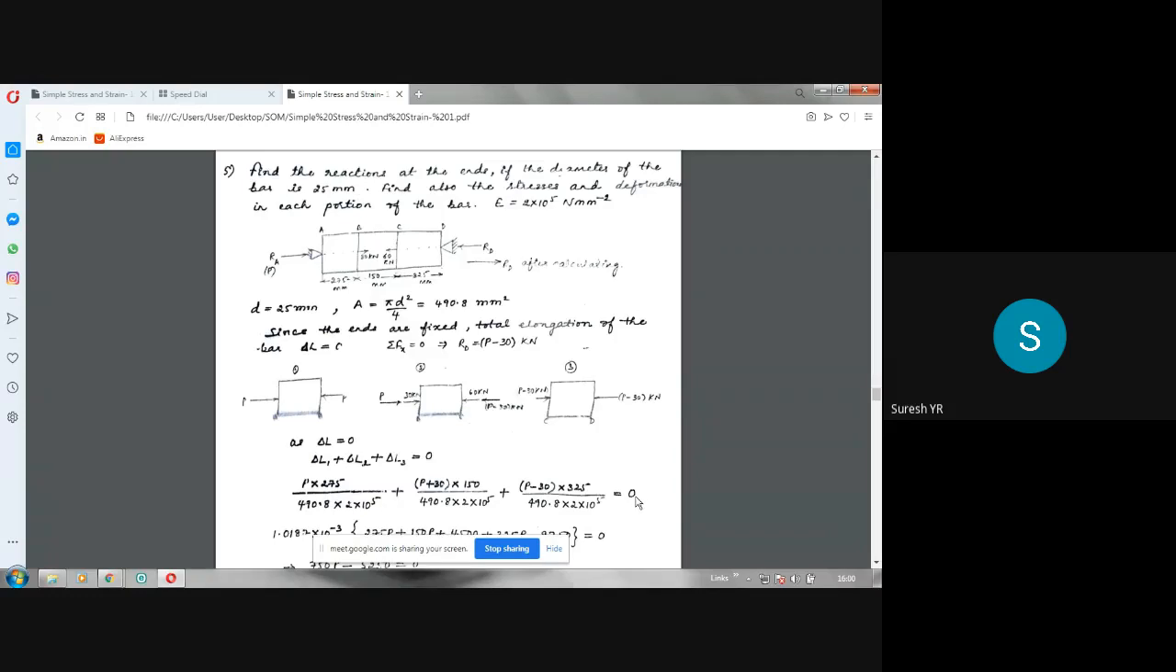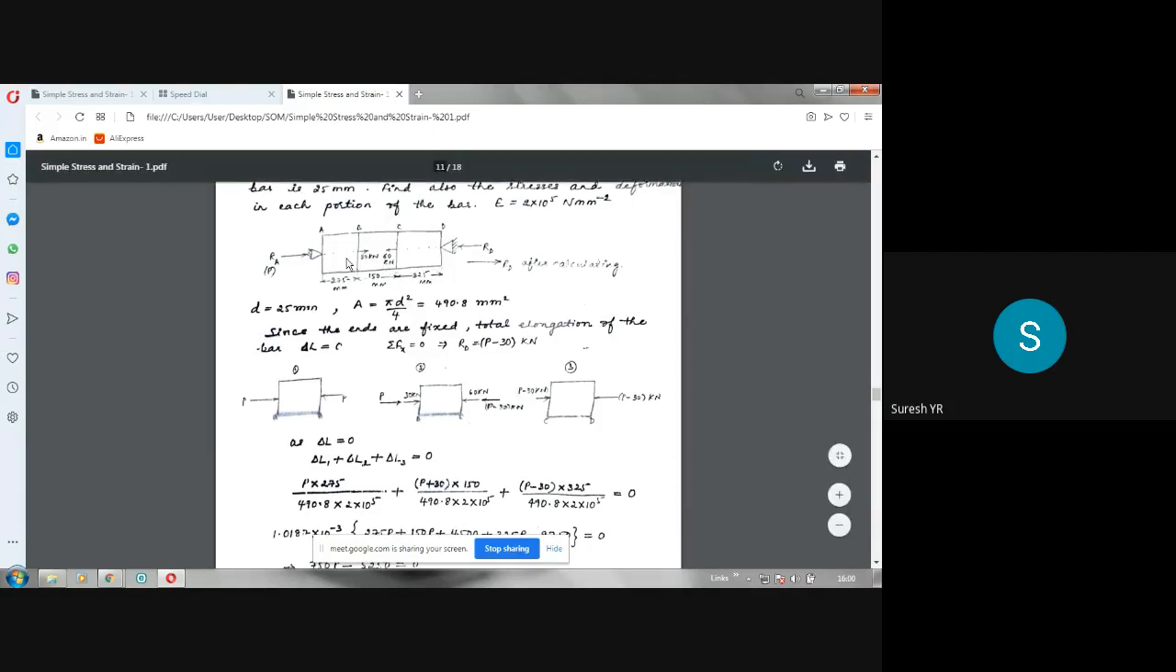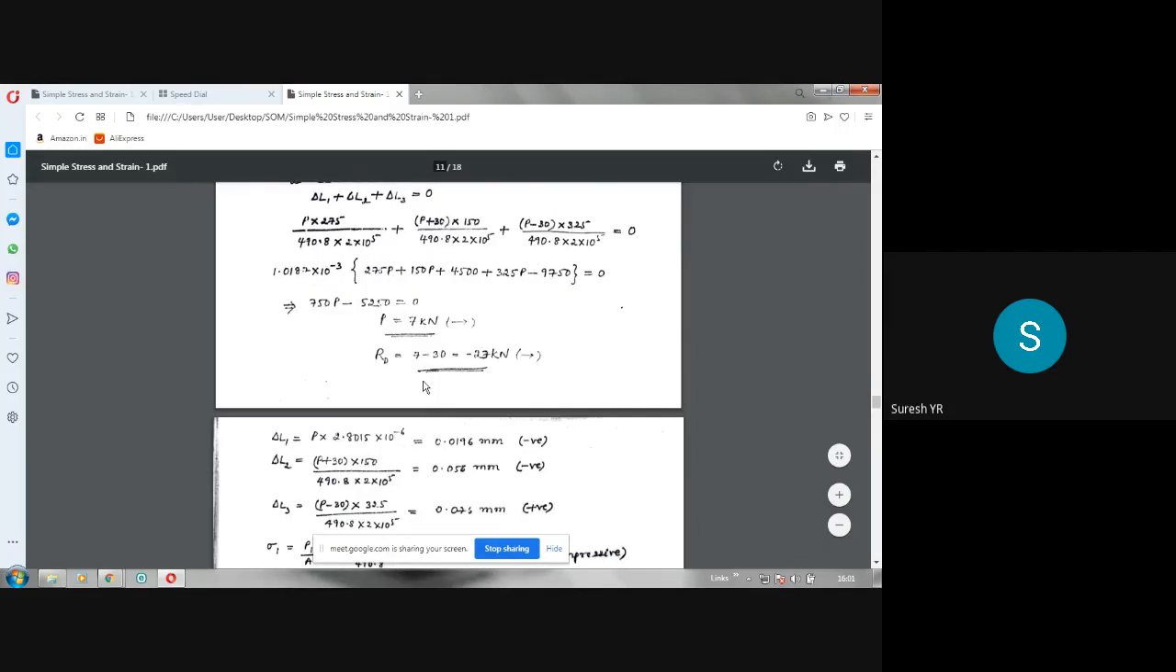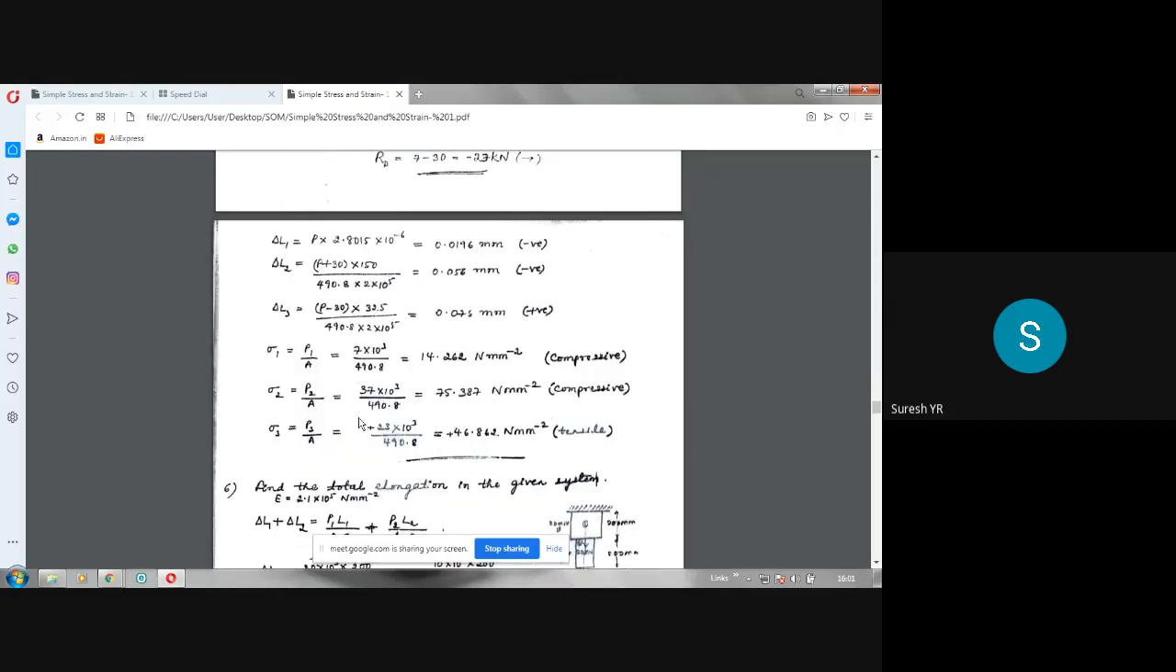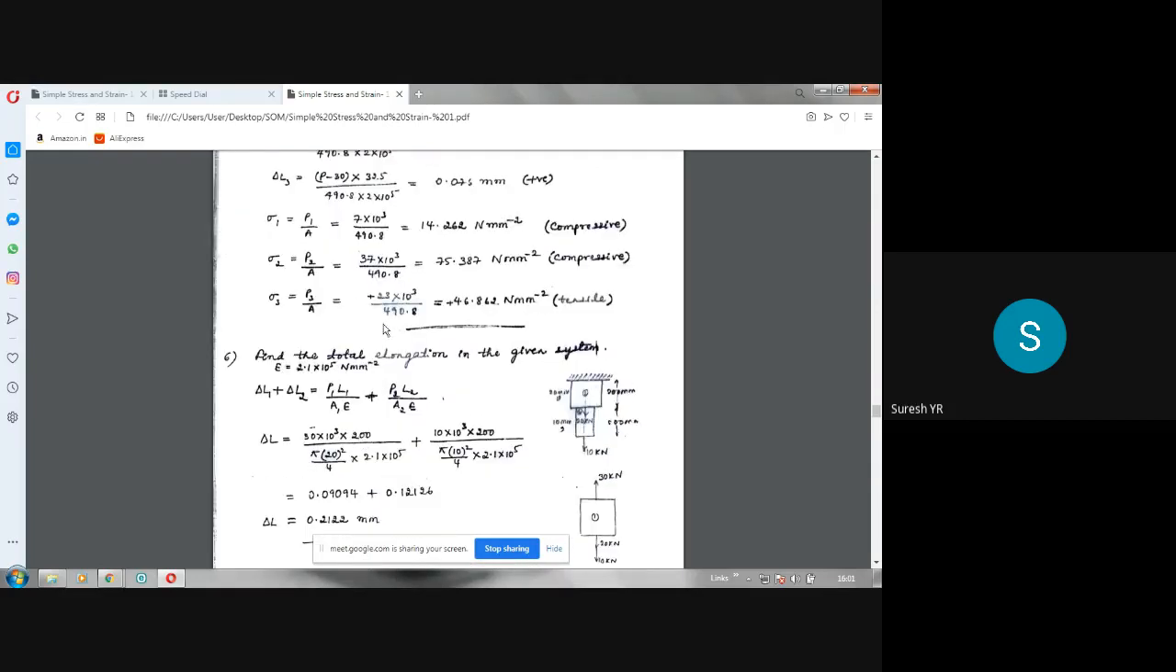Why it should be zero? Because it is restrained at both the ends. That is the condition. Even though each bar may have contraction or elongation, final deformation will be zero. That condition is very important that we have to use. Once you use that, you are going to get the value of P. Then once you know the value of P, you can find out the reactions. Once those forces are known, you can find out the elongations as well as the stresses and strains. That is one type of problem.